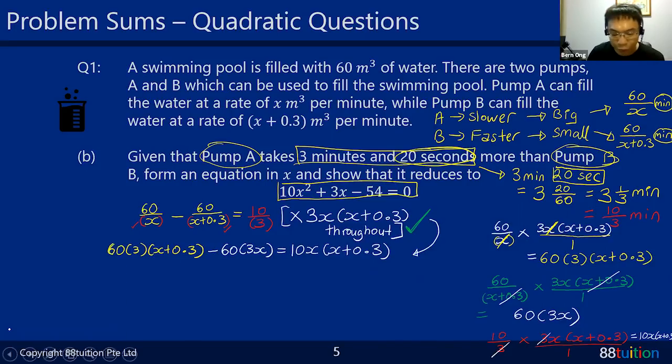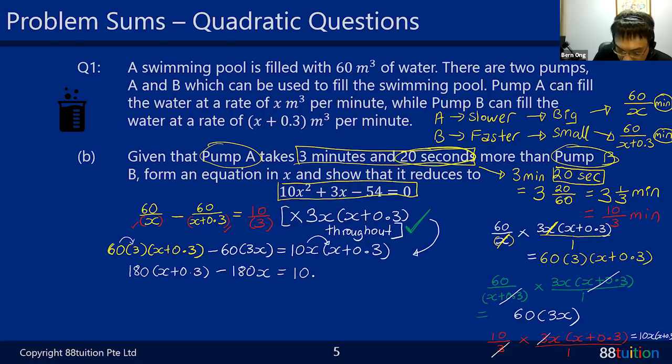So at this moment, what do you do? Can expand, you must expand already. Let's go. 60 times 3 is 180. So down here, let me expand slowly first. 180 times x plus 0.3. The minus 60 times 3x, you can press your calculator. Minus 60 times 3x is minus 180x. 10x times x, rainbow in distributive properties. So 10x times x is 10x squared. Then down here, 10x also must times 0.3. 10 times 0.3 is actually 3x.